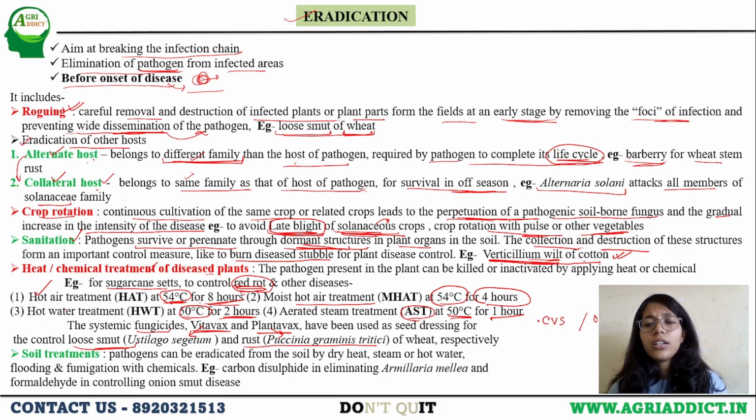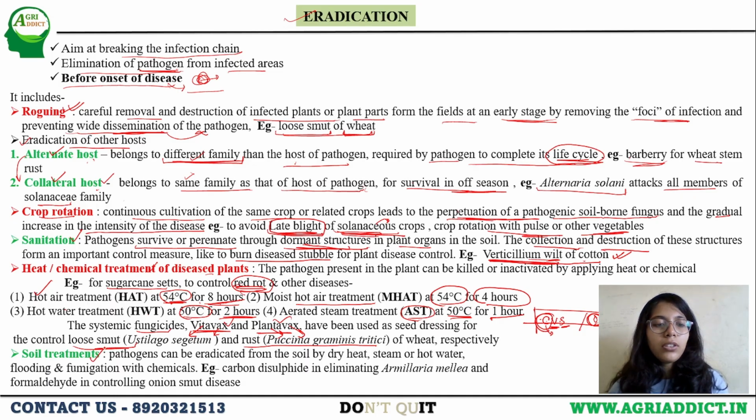We use CVSOPR. It is a shortcut. C is the chemical group to which it belongs, that is carboxin, Vitavax, and S stands for smut and loose smut. And OPR: O is the chemical name, that is oxycarboxin, P stands for Plantvax and R stands for rust. So this is a trick you can remember so that you will remember correctly which chemical is used for the smut disease and which chemical is used for the rust disease. You just need to remember the abbreviations CVS and OPR.